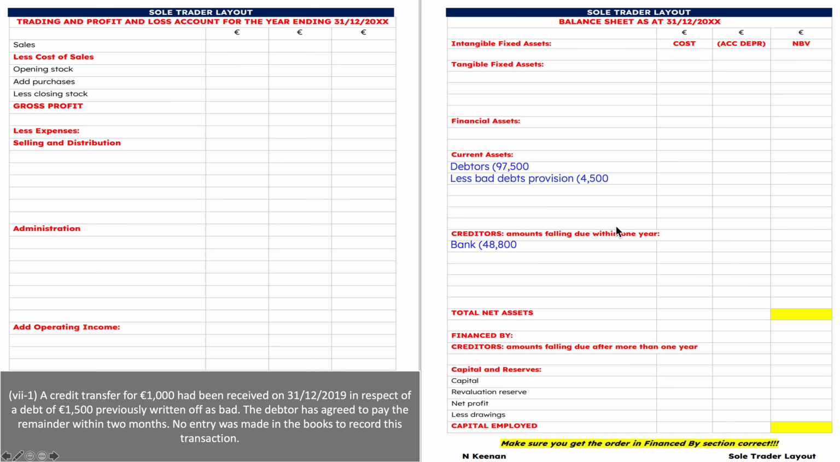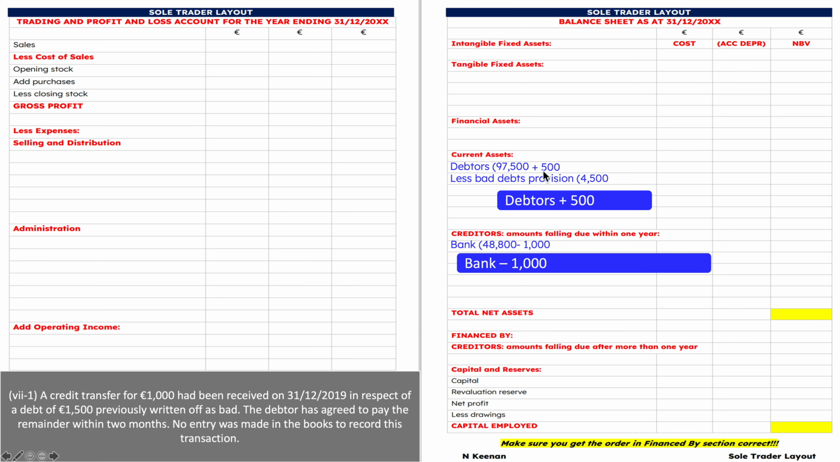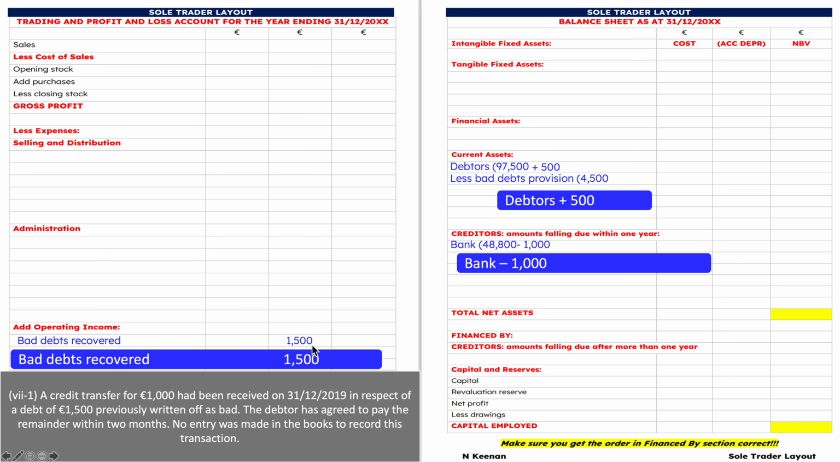So we put in our debtors and our bad debts provision here, and now we look at our bank one first. The bank was on the credit side, so 48,800 here. A credit transfer of 1,000 coming into the bank would reduce that bank overdraft by €1,000. That was in respect of a debt of 1,500 previously written off as bad. So the debtor is going to pay us the remainder that they owe us, that's €500, so we add the €500 there. And then we've got bad debts recovered, 1,500, in our add operating income.